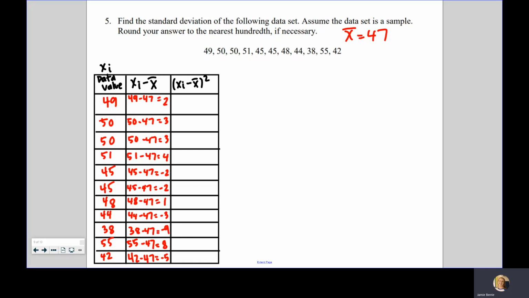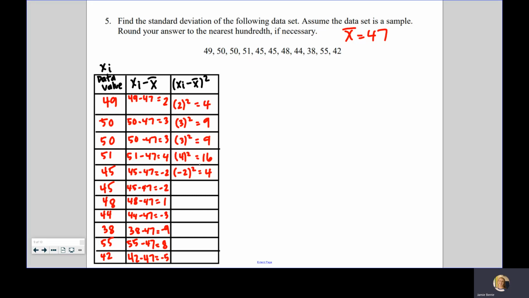All right, so you're just going to take whatever value you got in this column and square it. So 2 squared is 4. 3 squared is 9. 3 again, 3 squared is 9. Okay, 4 squared is 16. Negative 2 squared is 4.